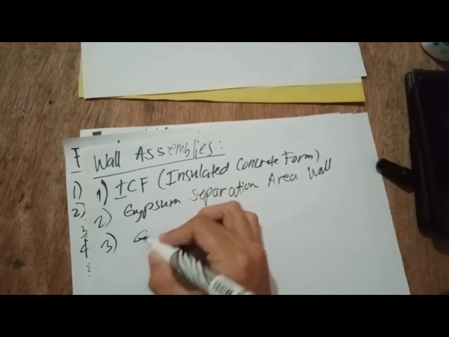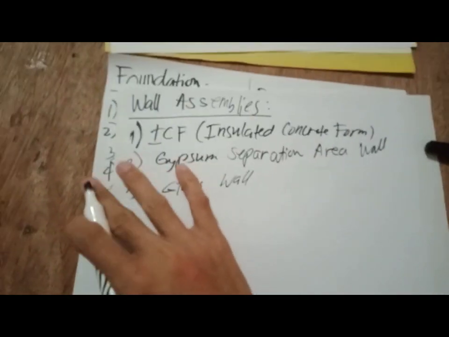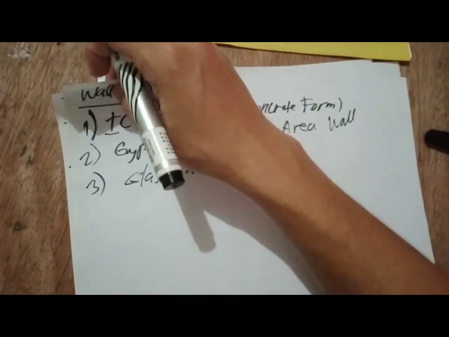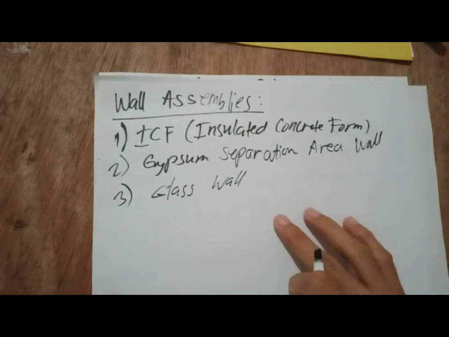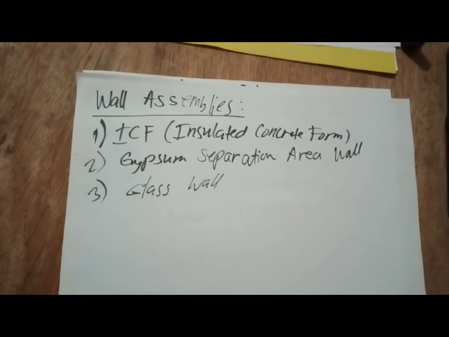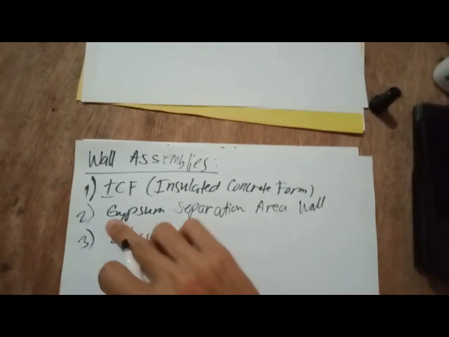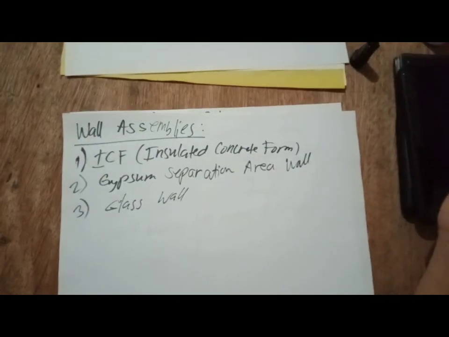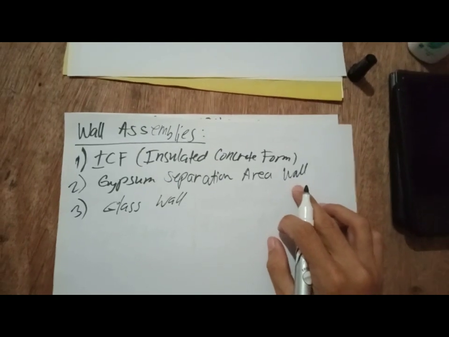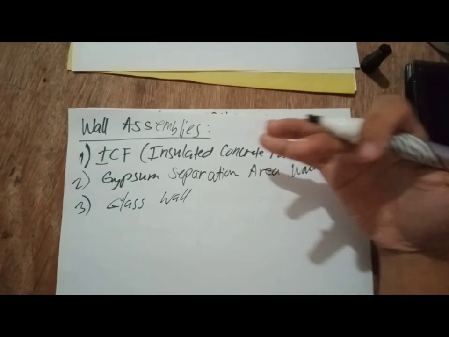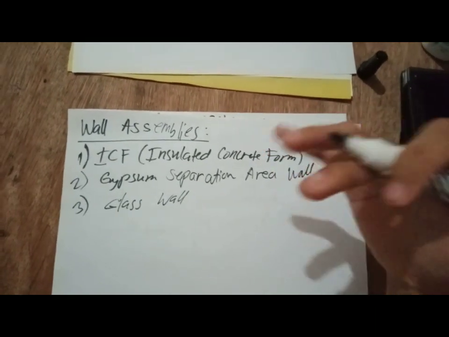Number 3, we have also glass wall. So I will only list 3 common. There are also others which are very common. We know the CHB as a very common material to use in our walls. So I will list these 3 because the ICF insulated concrete form and the gypsum separation area wall have very similar purpose. They are used as a material for our walls to provide insulation.